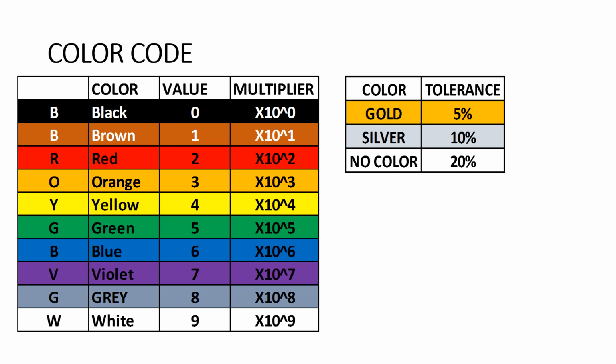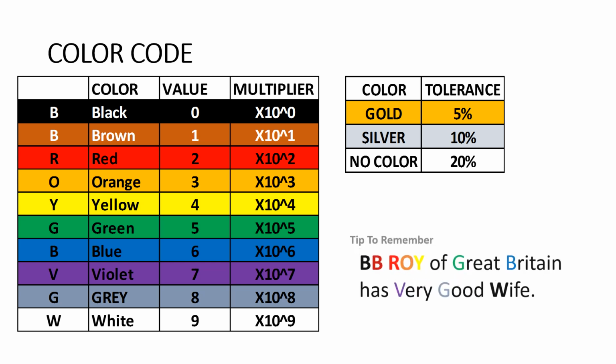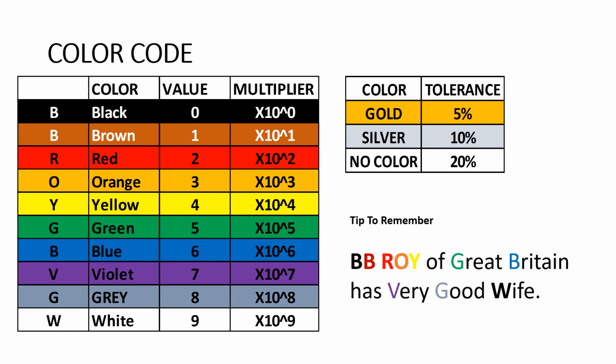Now come to the tolerance band. If the tolerance band is gold in color, its value is taken plus minus 5%. If the tolerance band is silver in color, its value is taken as plus minus 10%. If there is no color in place of tolerance band, then by default the tolerance value is taken as plus minus 20%.